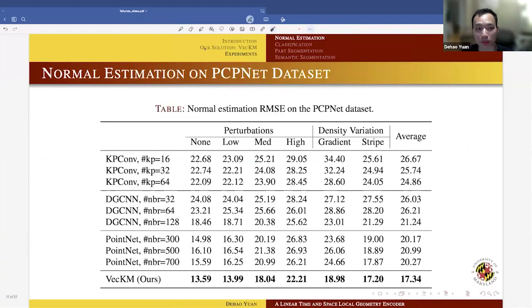And here are some experiments. So it's a normal estimation task. As you can see, our method not only is the most efficient one, but also the most robust and accurate one. So this is the degree error.